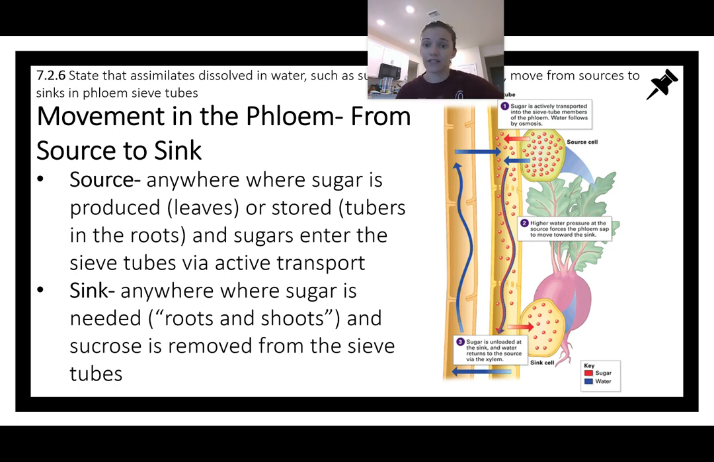So source to sink. One thing I do want to point out is that in this example, the roots could be either. So if you have something like a potato or a storage organ in the root, that can be a source of sugar. It can also be a sink. So it depends on the context. There would have to be context there. I couldn't just say, are the roots a source or a sink? Because it could be either. Which also reminds us that there is two-way flow.